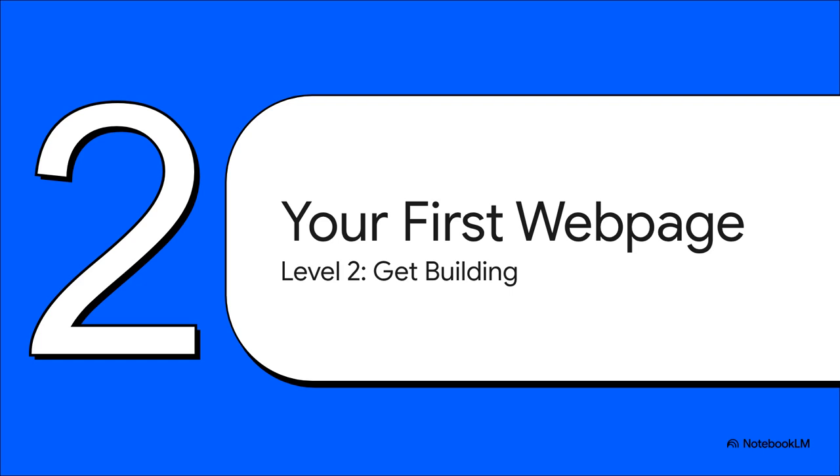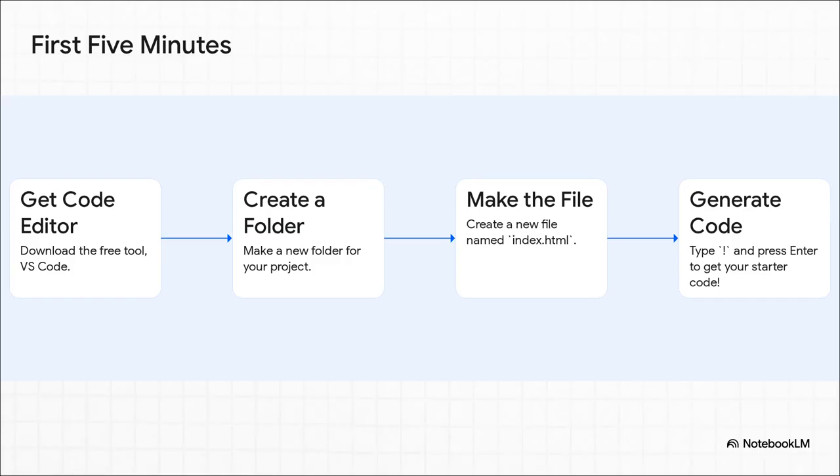Okay, level 2, let's get building. Enough talk, right? Theory is great, but now it's time to actually get our hands dirty and build our first web page. And believe it or not, you can get started in like less than 5 minutes. Seriously. First, you just need a code editor. A great free one is called VS Code. Go grab that. Then, just make a new folder somewhere on your computer for your project. Inside that folder, create a brand new file and name it index.html.